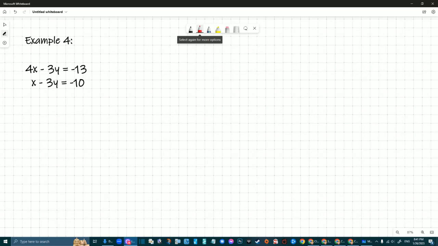All right, this is example 4 of using the elimination method to solve a system of linear equations. So this system is 4x minus 3y equals negative 13, and x minus 3y equals negative 10. We can see that step 1 has already been done for us as the x's line up and the y's line up. So we move to step 2, which is compare the coefficients.